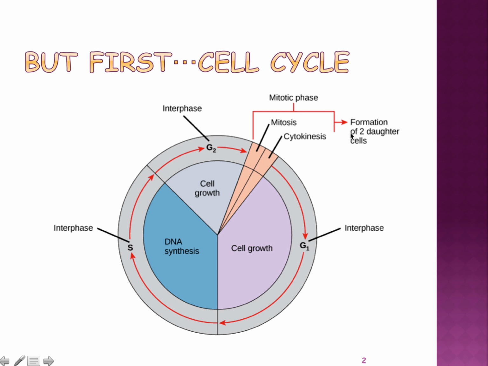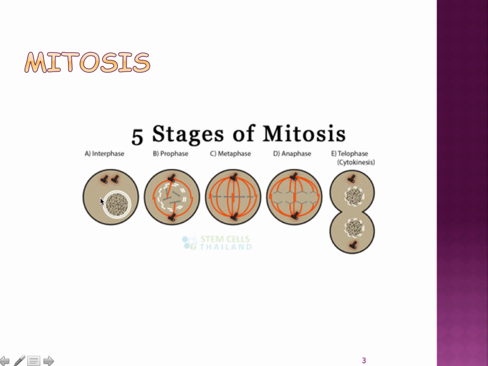Okay, so it also mentions how mitosis is involved in the formation of two daughter cells. That's important. Daughter cells are just basically what is produced. Okay, I don't know why they don't call it son cells versus daughter cells. Doesn't really matter. The point is that you get two identical daughter cells in the process of mitosis.